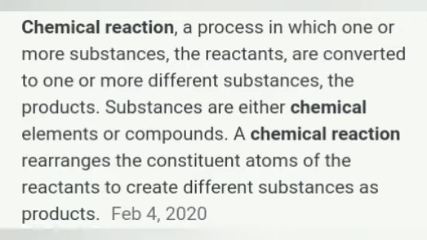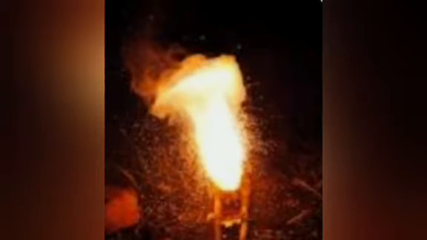A chemical reaction is a process in which one or more substances, or reactants, are converted to one or more different substances, the products. You can see the chemical reaction in the picture.